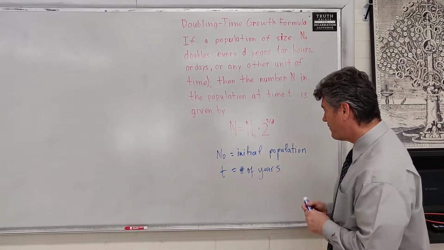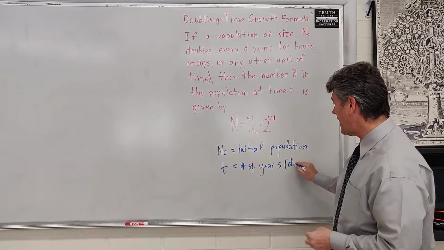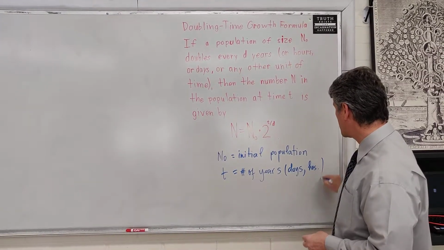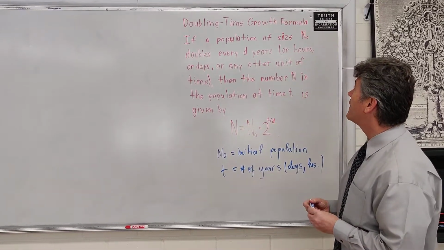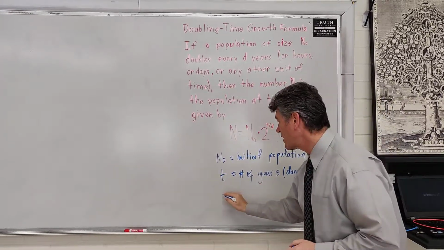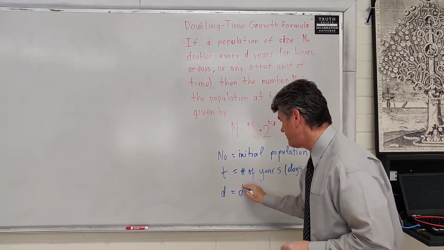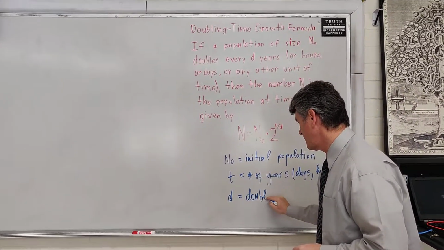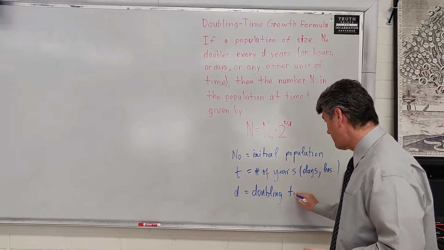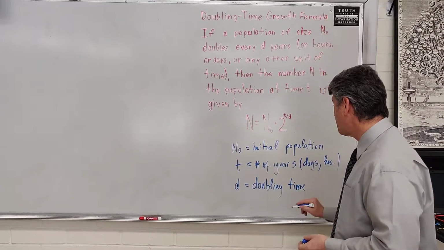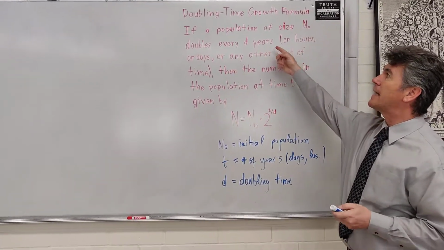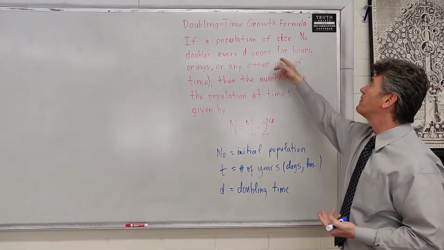I said number of years, but that's incorrect. It could be days, or it could be hours. It all depends on what is given to us. And finally, d is doubling time. So I'm just going to call it doubling time, because the units of measure for d can differ depending on what is given to us. So we can see that we're even told that d could be number of years or hours.